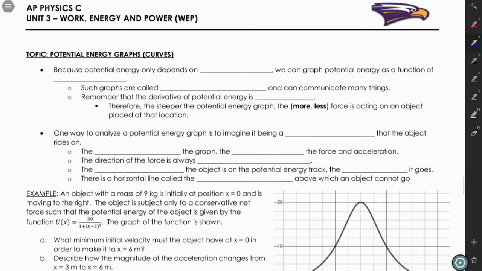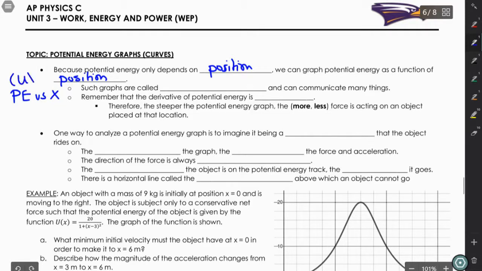Okay, so potential energy, remember, only depends on the position of an object. Remember all those conservative forces that we've spoken about, they have potential energy associated with them. Now, we can graph potential energy as a function of position. This is just going to be potential energy versus position, PE versus x, or we use the symbol U for PE. So such graphs are called potential energy curves.